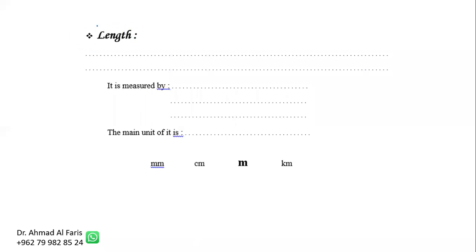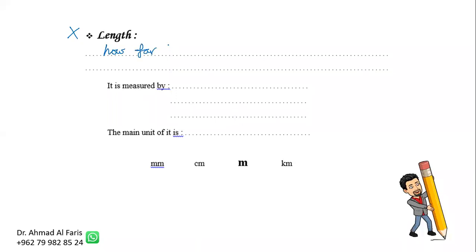Another thing that we are going to talk about in measurement is the length. Also, the length is not included in our syllabus. But what do I mean by the length? Okay, I have to write this information. It's very important. How far two points are from each other? This is the length. It's a very simple definition. I put X here, which means it's not included in the syllabus.